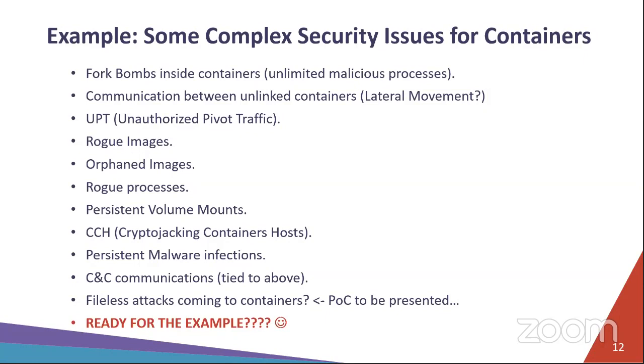Rogue processes: I don't know that they're running there. And you're going to have a beautiful example now. Persistent volume mounts: storage that I mount in containers for the time of the execution and the processes, and then I forget to unmount them and they remain there. Some of these elements, if you don't plan and prepare for them, are real threats.